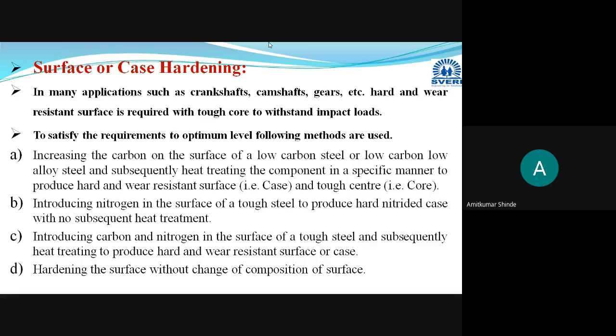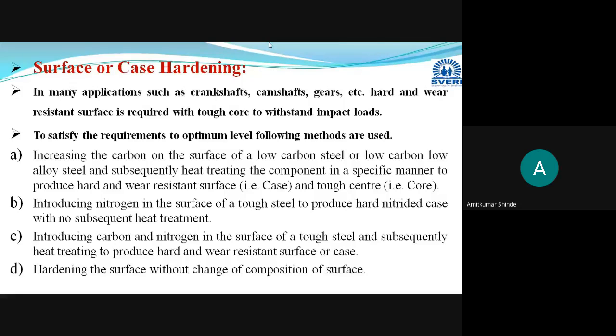So the remaining choice is to do the surface treatment. You will select the low carbon steel, which has the toughness, and do surface hardening. I will explain that surface hardening can be done in two ways. The first way is by changing the composition of that material. The second option is without changing the composition. In the first option, with changing the composition, you have three choices.